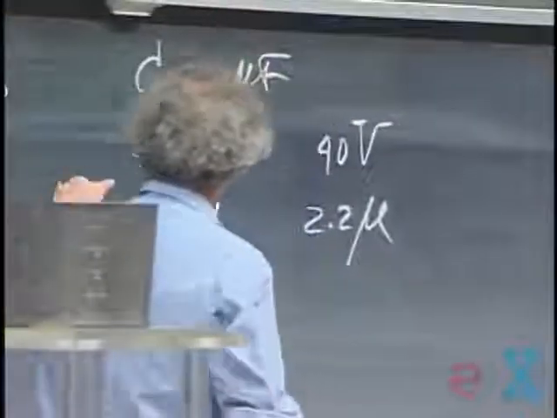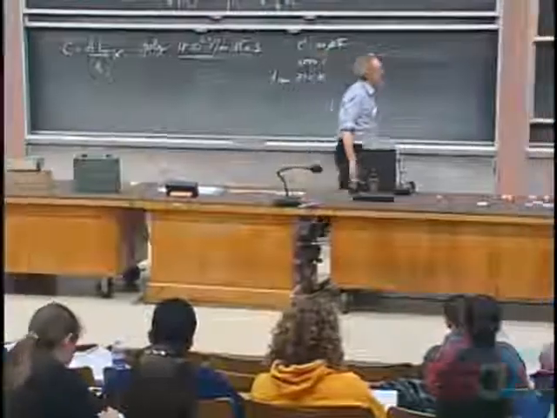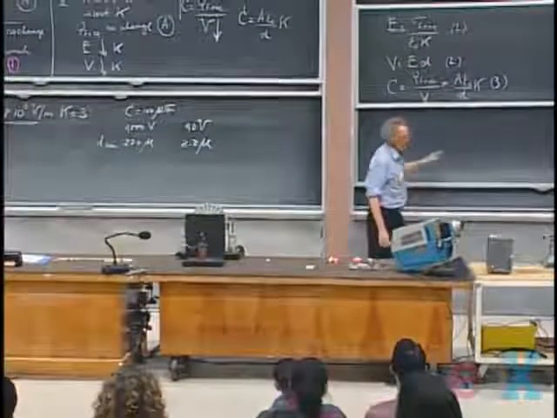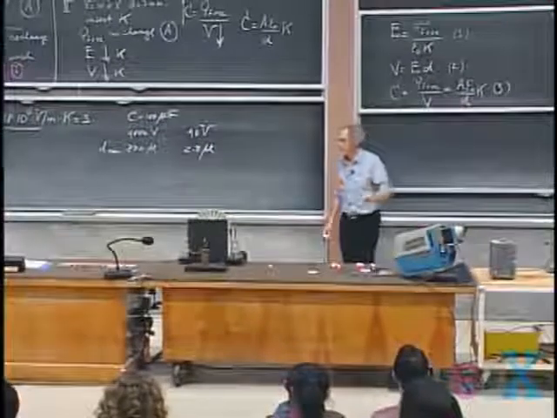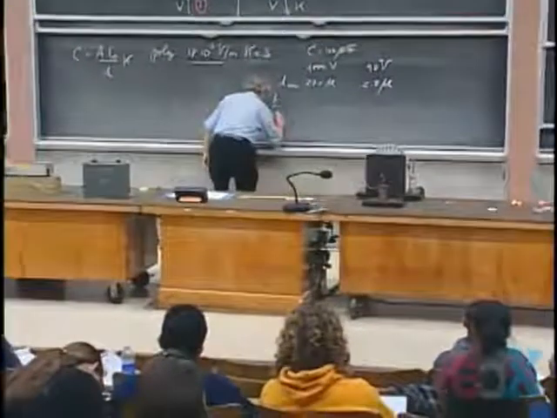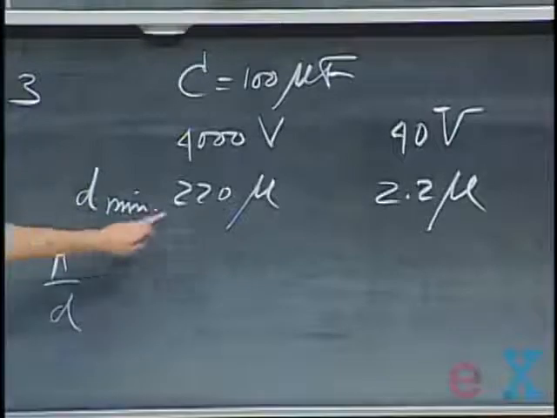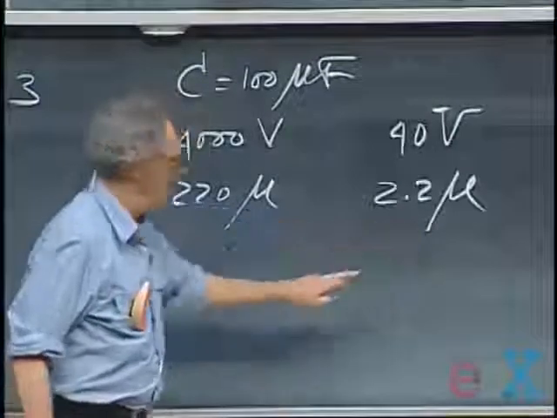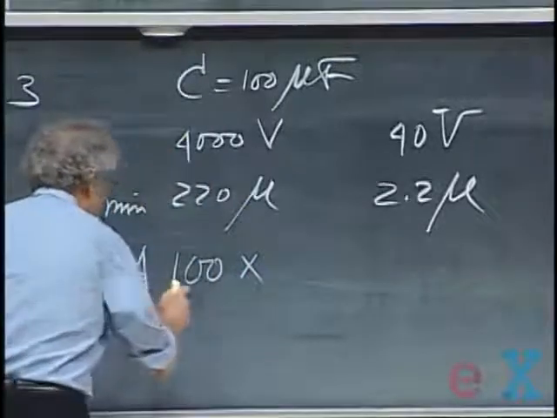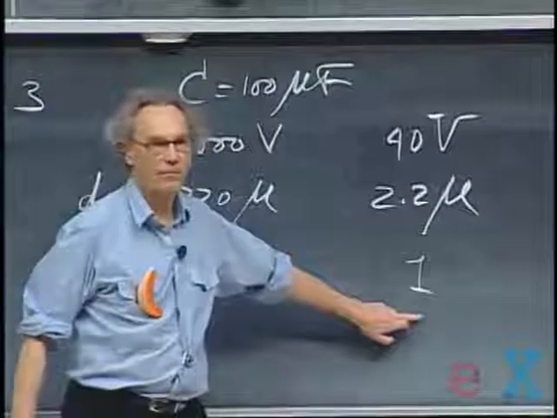I want the 2 capacitors to have the same capacitance. That means, since they have the same kappa and the same epsilon 0, that A over D has to be the same for both capacitors. So A divided by D for this one must be the same as A divided by D for that one. But if D here is 100 times larger than this one, then this A must also be 100 times larger, because A over D is constant. So if A here is 100, then A here is 1.